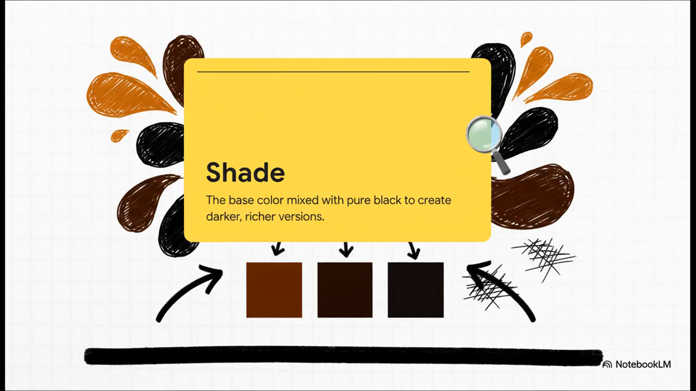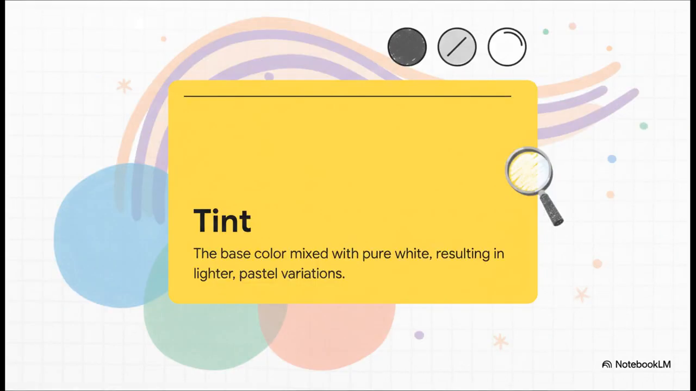It starts generating variations. First up, you've got shades. So by mixing our amber color with pure black, we get these deeper, much richer versions. And these are absolutely perfect for creating depth, maybe some shadows, or for some really bold text that needs to stand out.